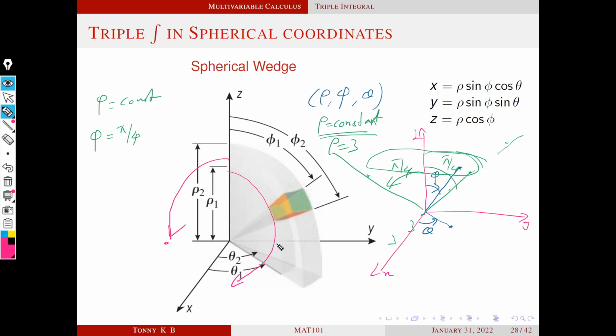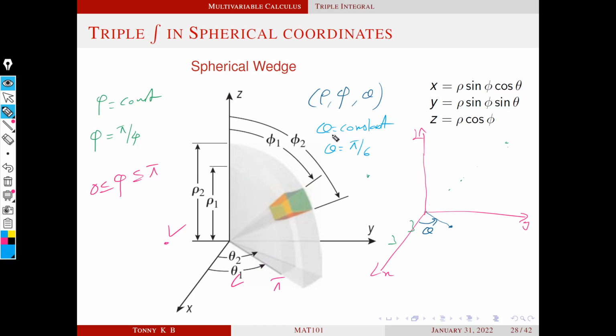Okay, so its maximum value is pi. So phi is between 0 to pi. Okay, last one is theta equal to constant. For example, we consider theta equal to pi by 6. So we have to identify what is the geometry of those all points satisfying this condition.